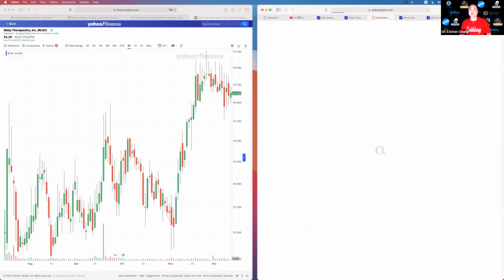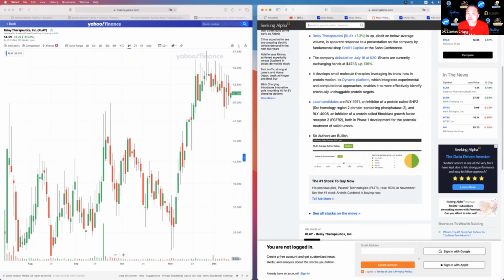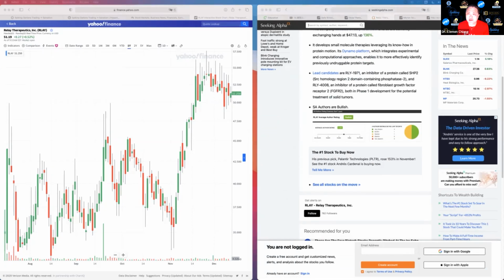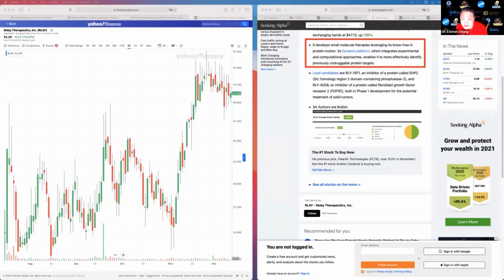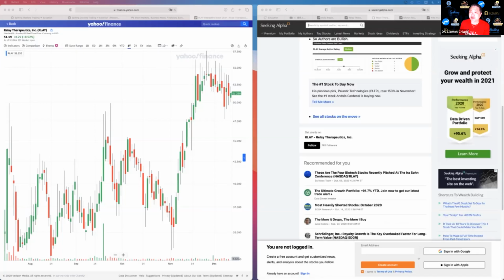ECOR1. This is the business. Here we go. It develops small molecule therapies leveraging its know-how in protein motion. Its Dynamo platform integrates experimental and computational approaches, and enables it to more effectively identify previously undruggable protein targets. Very technical, but okay. Then that's about it. No more news about it. We only know it can manipulate the undruggable protein targets. And that's it. No other comments. So this one is a waste of time.